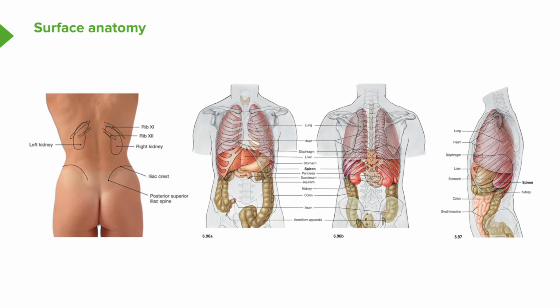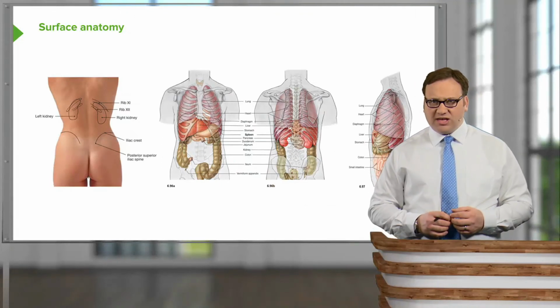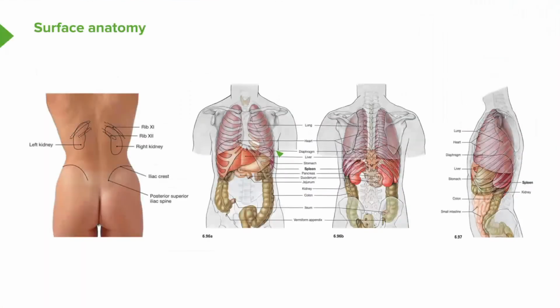So let's have a look at the surface anatomy of the kidneys and the suprarenal glands. Well, here, the best way to view the kidneys is posteriorly, as they are located against the posterior abdominal wall, either side of the lumbar vertebrae, extending down from about T12 to L3. And we can see they're sitting against ribs 11 and 12. So if someone was to damage the ribs, they could then puncture the kidneys.